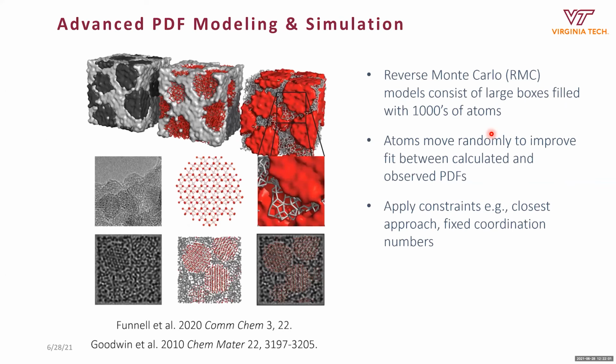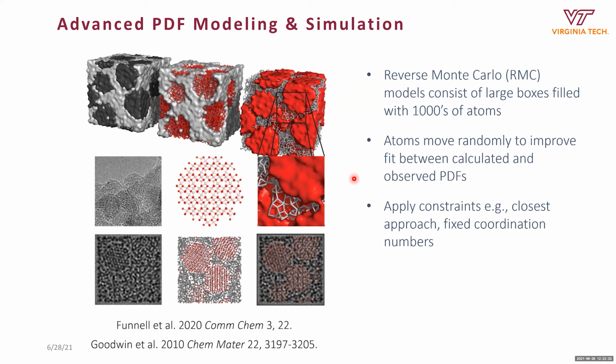So PDF modeling can get much more advanced than what I've described here. We've published a few papers in collaboration with Andrew Goodwin at Oxford using reverse Monte Carlo, which is just another kind of approach to understanding what the structural information in those data mean. For RMC, we use large boxes of atoms, typically 10,000 or so atoms inside, where the RMC code is moving the atoms randomly in order to try to improve the fit between the calculated and observed PDFs.